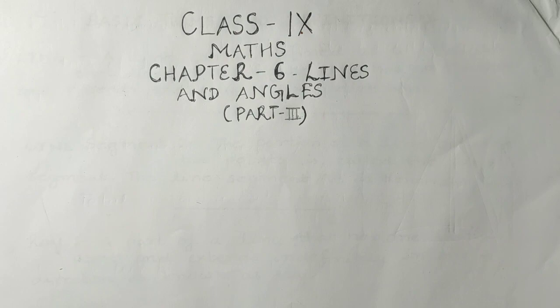Students, in the previous parts, that is in part 1, we have seen the introduction of this chapter, where we have seen the definitions of lines and angles, types of angles, adjacent angles, linear pair of angles, and vertically opposite angles. There we have also studied the axioms based upon the angles. What was that axiom? That on a straight line, the sum of all angles is equal to 180 degrees.